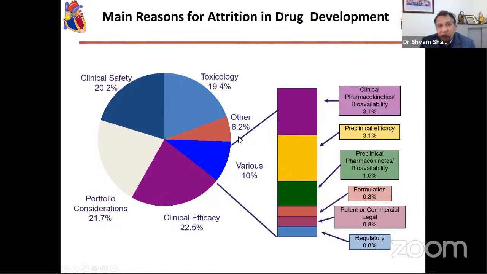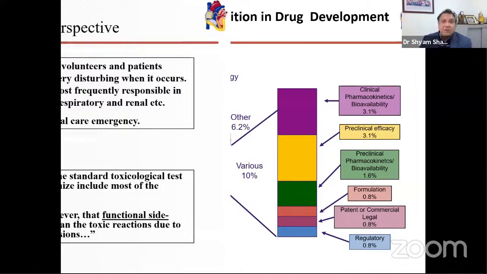Attrition in drug development: in most cases you see clinical efficacy, with 22.5% of molecules withdrawn due to clinical efficacy. Portfolio consideration: sometimes me-too drugs are already there, or a better drug has come up in the market. Then clinical safety, toxicology, and other factors like clinical pharmacokinetics, bioavailability, and poor efficacy in preclinical studies. Formulations: you are not able to make the desired formulations. And there are some regulatory and patent issues.